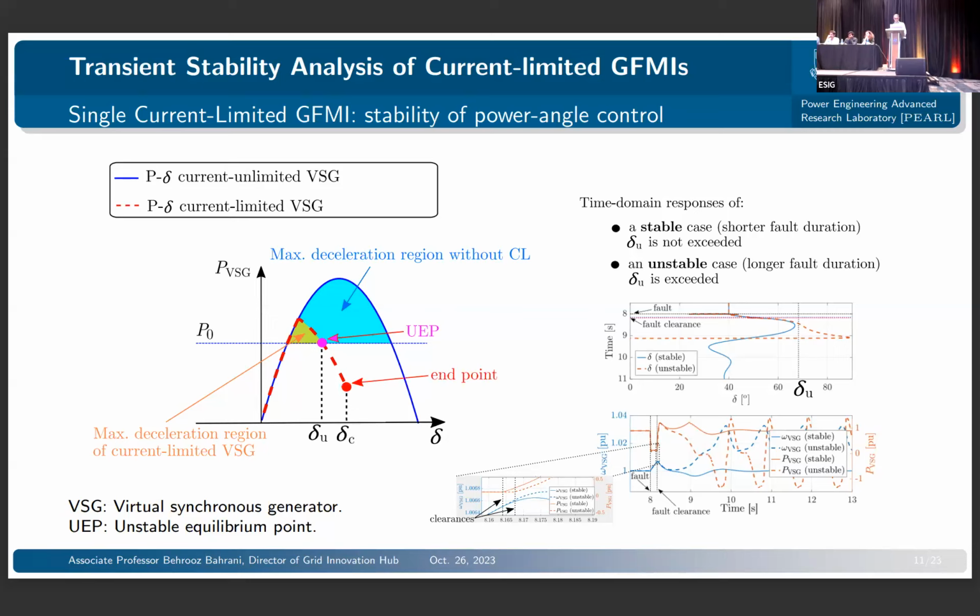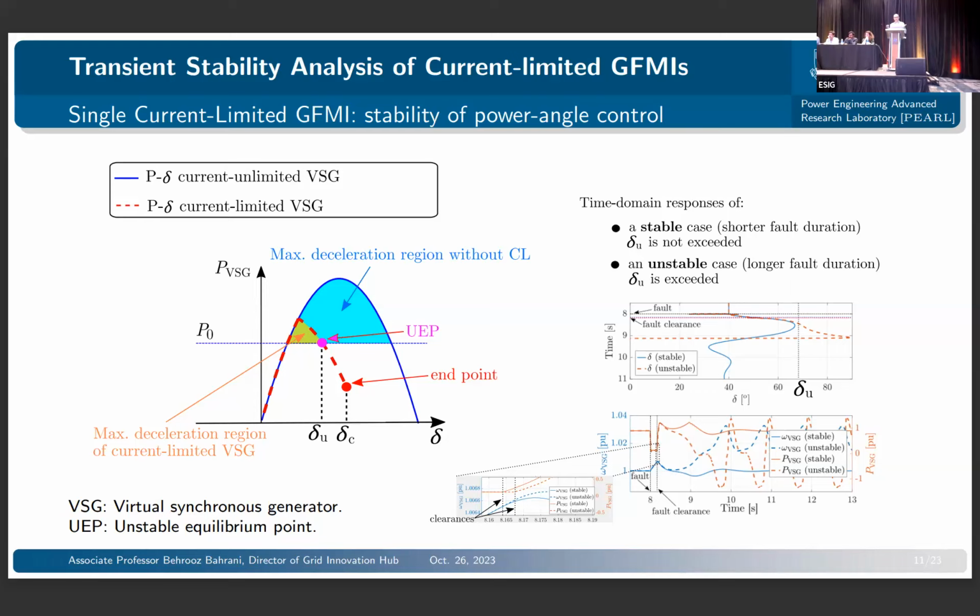Now, when we were looking at this problem of the Q-prioritized current limited GFM VSG, we realized that in addition to this UEP, which if you pass will make your system unstable, there's another point that can play a role, and we called it the end point. This endpoint is essentially a point where your voltage controller itself might become unstable as well when you've got a fault in a Q-prioritized VSG. Now, in this particular case that I'm showing here, the endpoint is happening after the UEP.